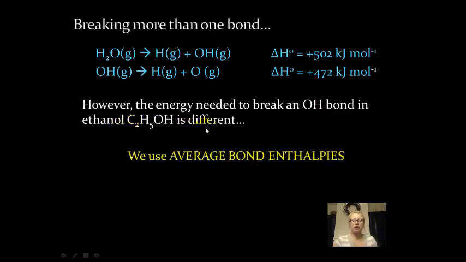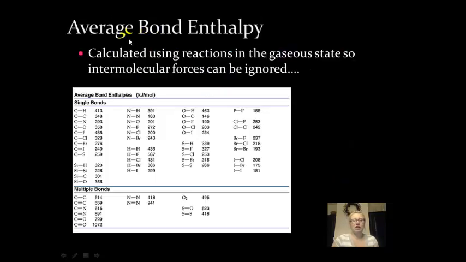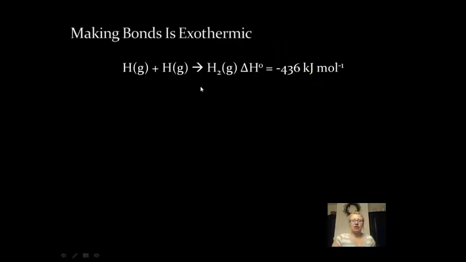So what do we do? In order to find the bond enthalpy of an H-O bond, we actually average all the bond enthalpies of the H-O bonds that we know. So the average bond enthalpy is calculated using reactions in the gaseous state so that you can ignore intermolecular forces. And you have a chart that looks like this in your data booklet that lists the average bond enthalpies of some common bonds. To make a bond, it's exothermic, meaning that it releases energy. For example, 2 hydrogen atoms forming a diatomic hydrogen will release negative 436 kilojoules of energy.